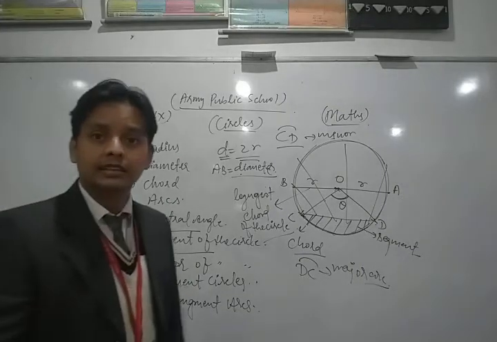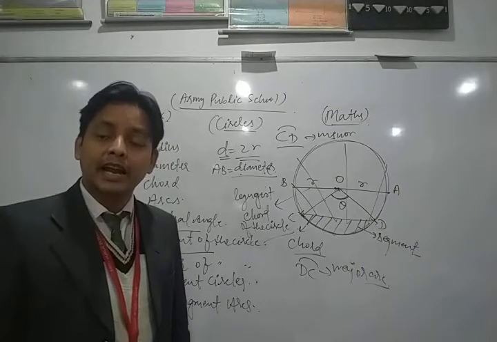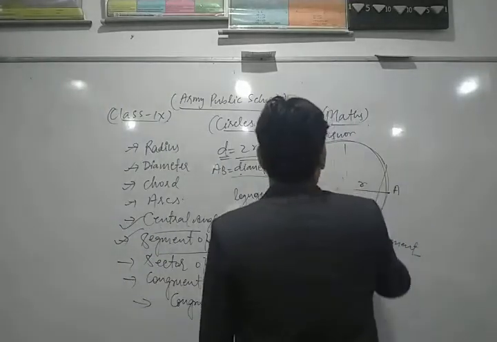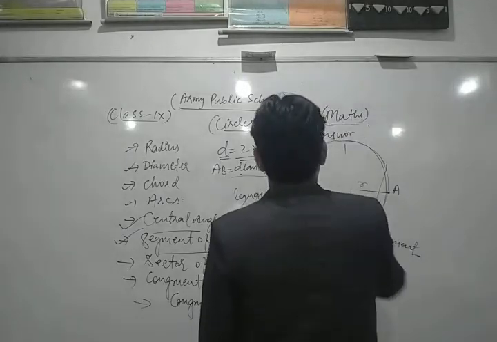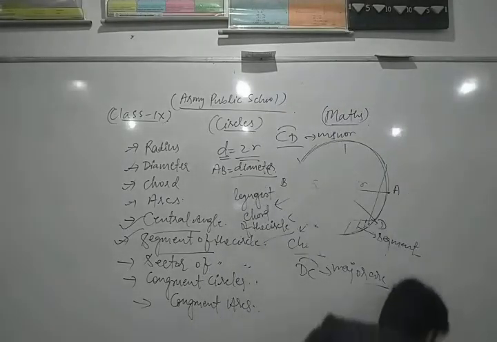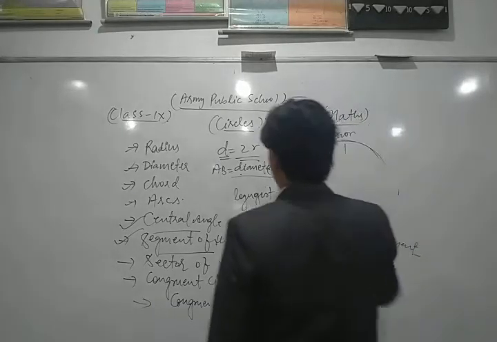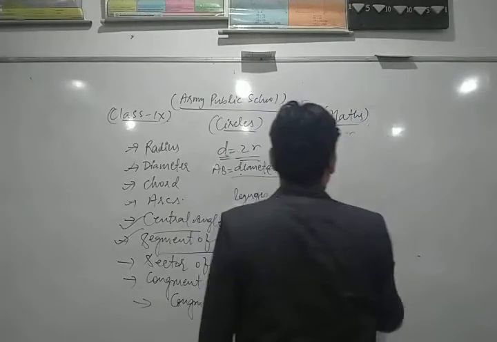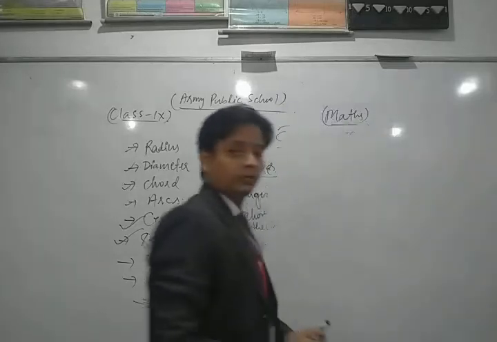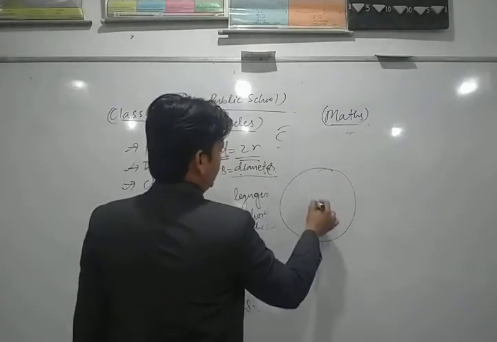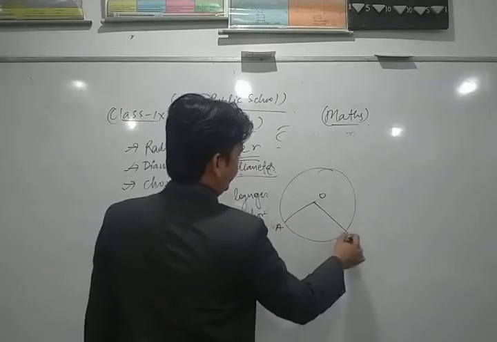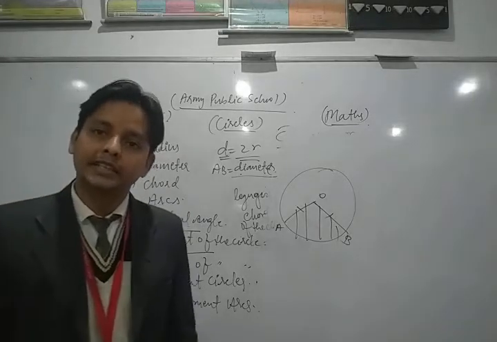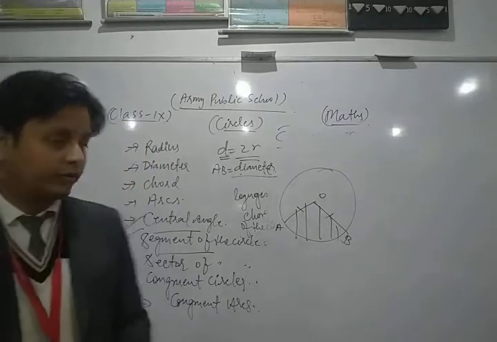Now, sector. What is the sector? Dear student, the region bounded by an arc and radii of a circle, like that. Look, now dear friend, these are the radii, suppose OA and OB, and that region is called the sector of the circle. That means the region bounded by an arc and the radii of a circle is called the sector of a circle.